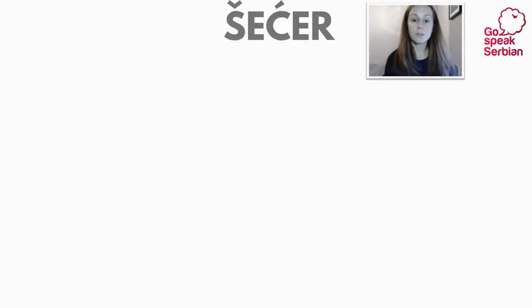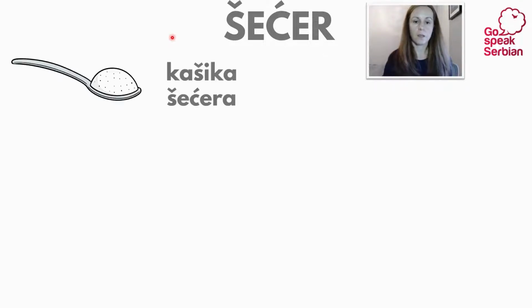We also need the words for measurements when we cook. So in recipes, you would usually have instructions that contain measurements. Here I use the example of šećer, sugar, and provided different ways in which we can measure the quantity of sugar. Na primer, for example, kašika šećera, a tablespoon of sugar.